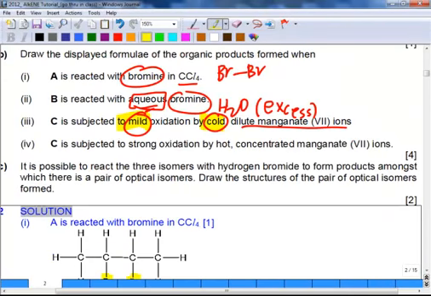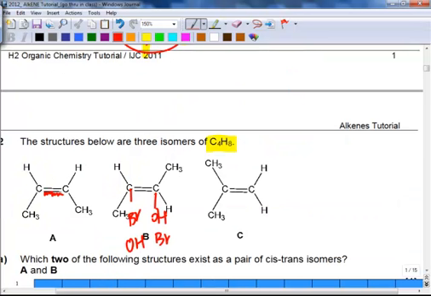So next part, they say it is subjected to strong oxidation by hot KMnO4. So this sentence, take a look. Even though they never tell you it is strong, what is the condition that tells you it is strong? Hot, correct. It tells you that it must be strong. So if it is strong oxidation, instead of getting a diol, what will happen to your double bond? It will undergo what? Oxidative cleavage, correct.